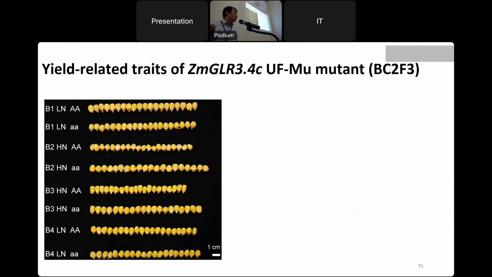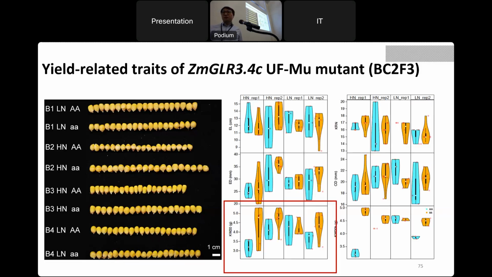So under low condition, the yield component, this is not yield, this is just kernel size, didn't change much, but under high condition, the mutant actually performs really better than the wild type. So again, the old allele seems resilient, but the new allele seems more responsive to high nitrogen treatment. So here's the data.